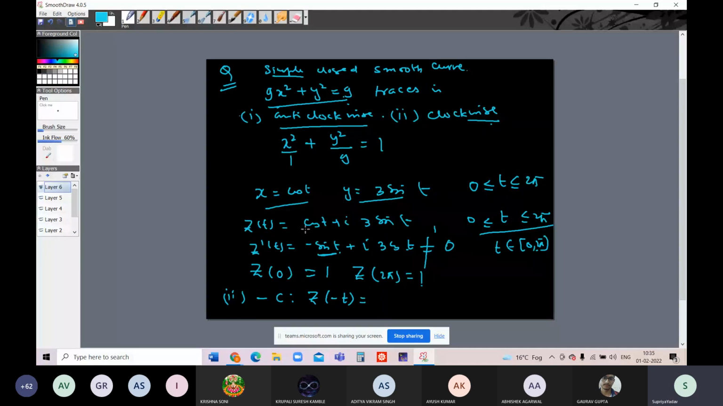So cos(-t) is cos t, plus 3i times sin(-t), which will be minus sin t. So minus 3 sin t. In place of sin(-t), we can write minus sin t. And the interval will be from minus 2 pi to 0. So this is the parametric representation of the same ellipse, but the direction is clockwise.